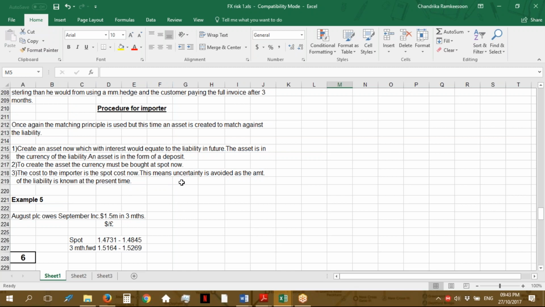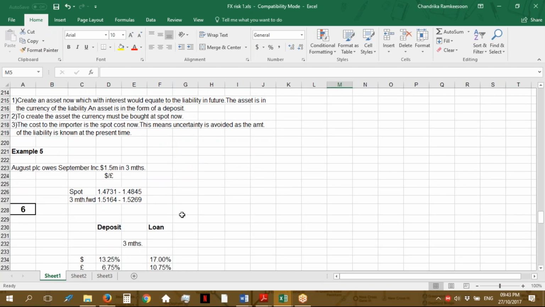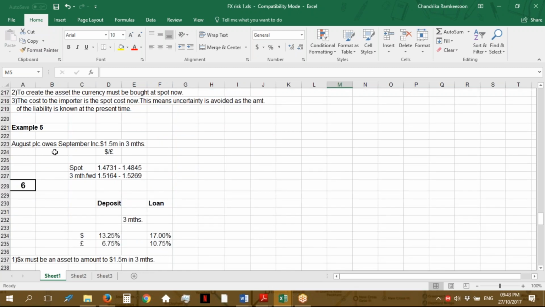Now, this means uncertainty is avoided as the amount of the liability is known at present. Very simple here. August PLC, a British firm, owes September Inc. US $1 million due in 3 months. Spot rate, forward. So notice, a British firm owes a US firm.